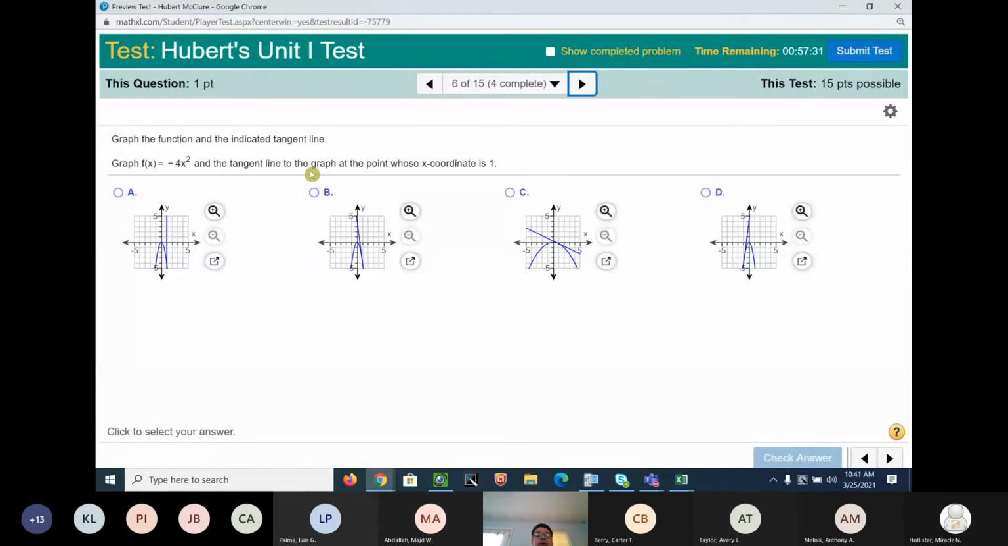And the tangent to the line is 1. It says graph the function. All right. Okay, first of all, let me pull up my handy dandy whiteboard. Somebody tell me which one is not negative 4x squared. There's one that's not negative 4x squared. Which one is it?